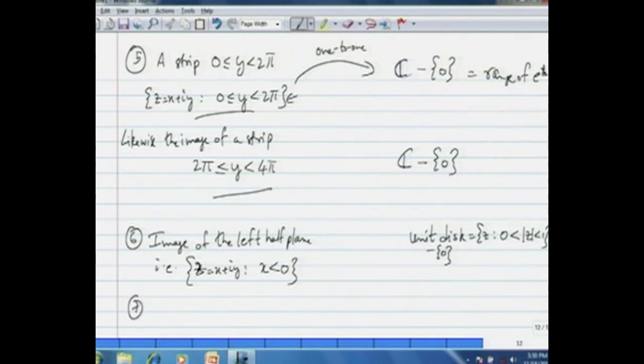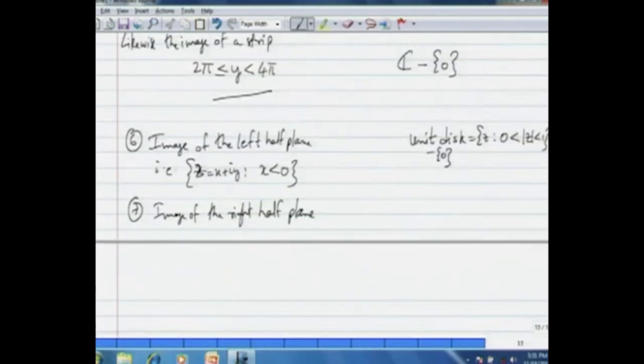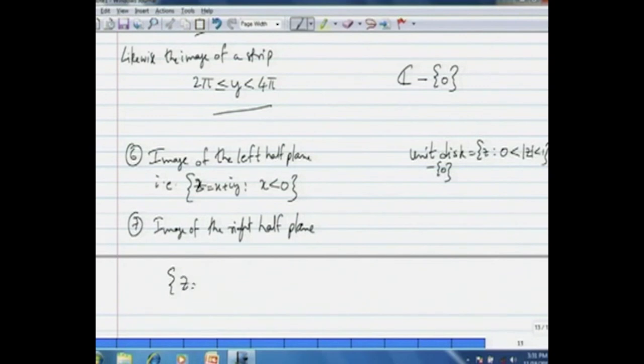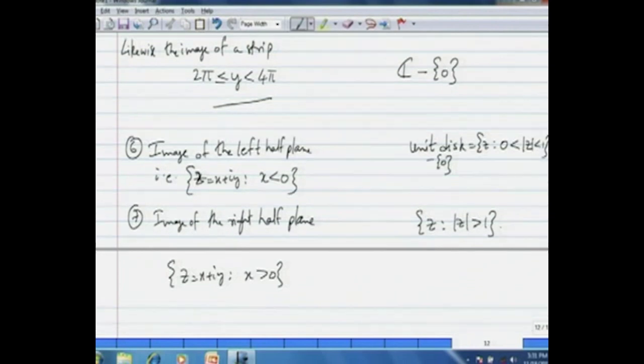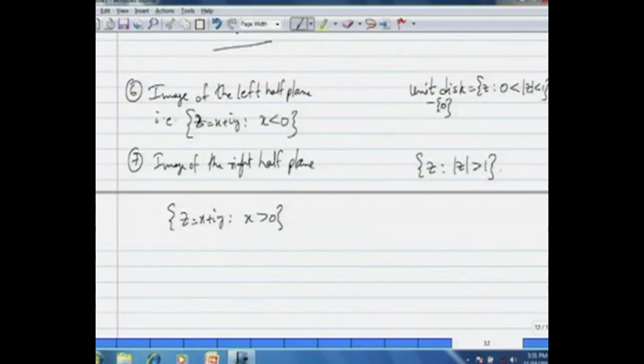And the image of the right half plane is going to be the things outside the unit disk, the set of all z = x + iy, such that x is strictly greater than 0, the image of this is going to be the set of all z such that the modulus of z is strictly greater than 1. Okay. So, these are the mapping properties of the exponential function. Okay. So, I will stop here today.